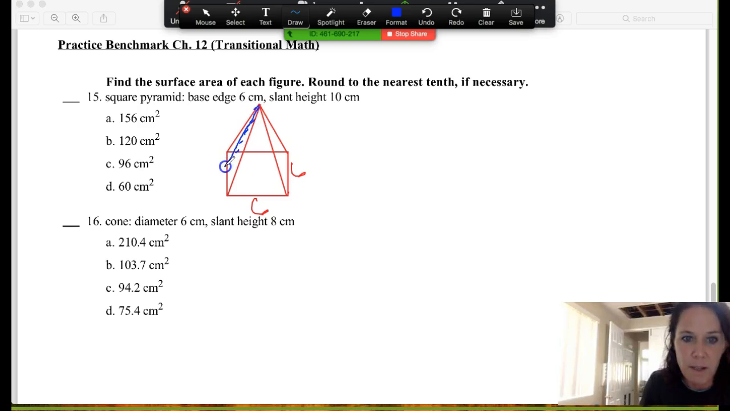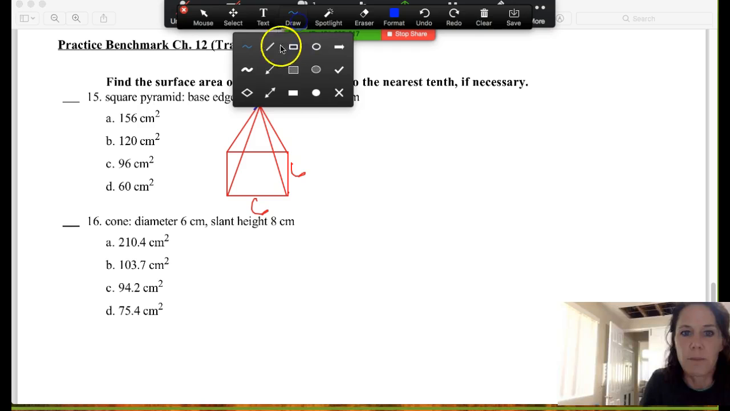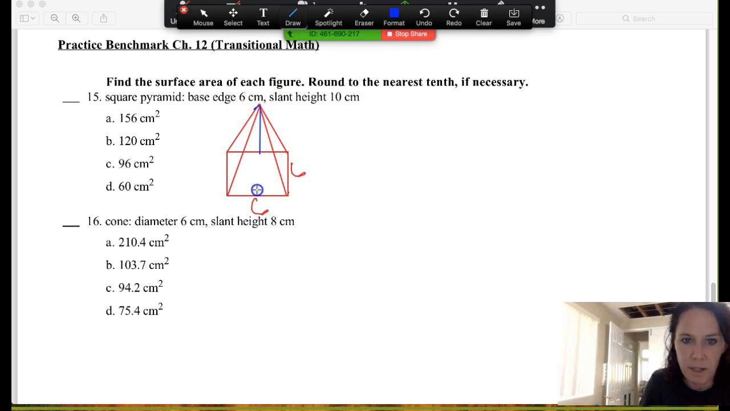Let's see. Maybe it would serve better to draw it on the front triangle. It's here. It's on the face of this triangle. Okay, that slant height is 10.